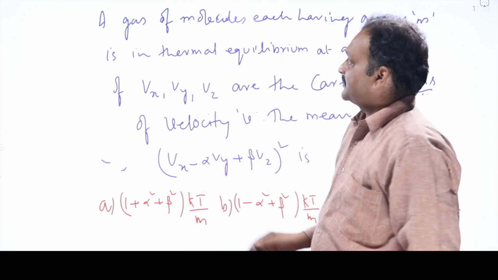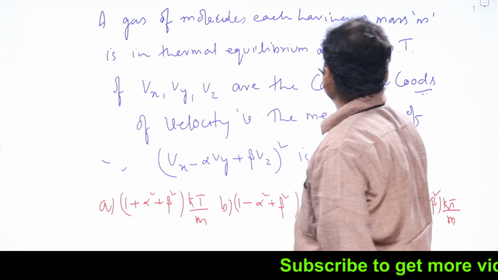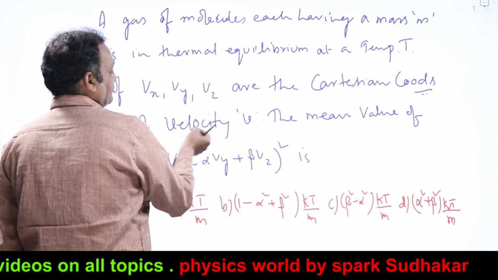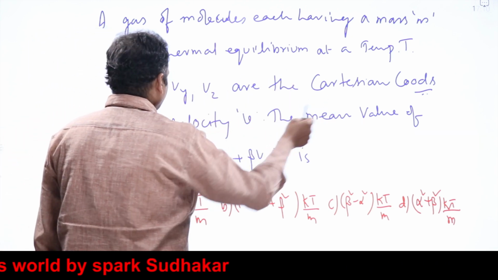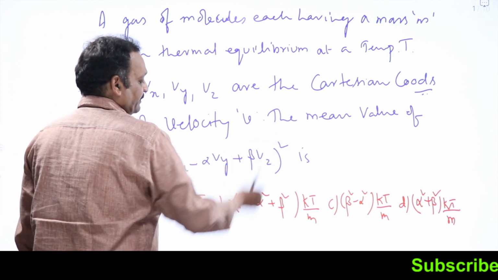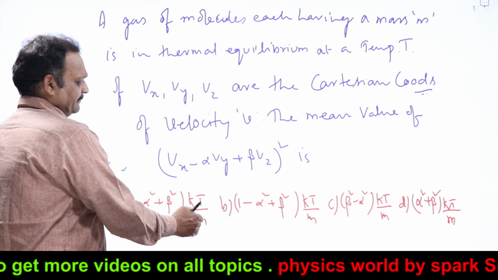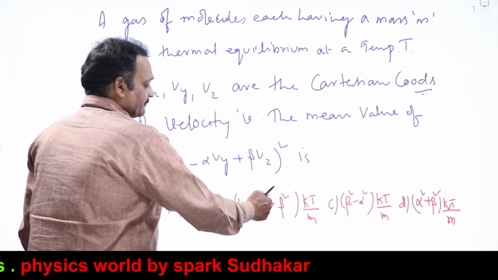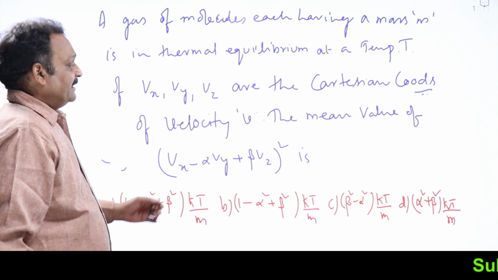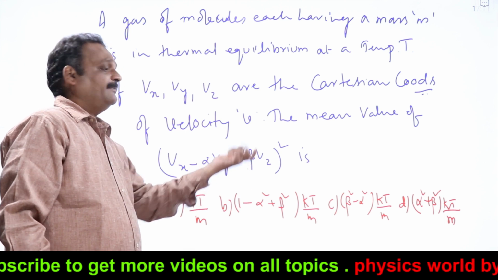One such problem is: a gas of molecules, each having a mass m, is in thermal equilibrium at a temperature capital T. If Vx, Vy, Vz are the Cartesian components of the velocity v, then the mean value of (Vx minus alpha Vy plus beta Vz) whole square is. He has given four options, like 1 plus alpha square plus beta square into kT by m, 1 minus alpha square plus beta square into kT by m, like that. What is he asking? The mean value of (Vx minus alpha Vy plus beta Vz) whole square, where alpha and beta are some constants.